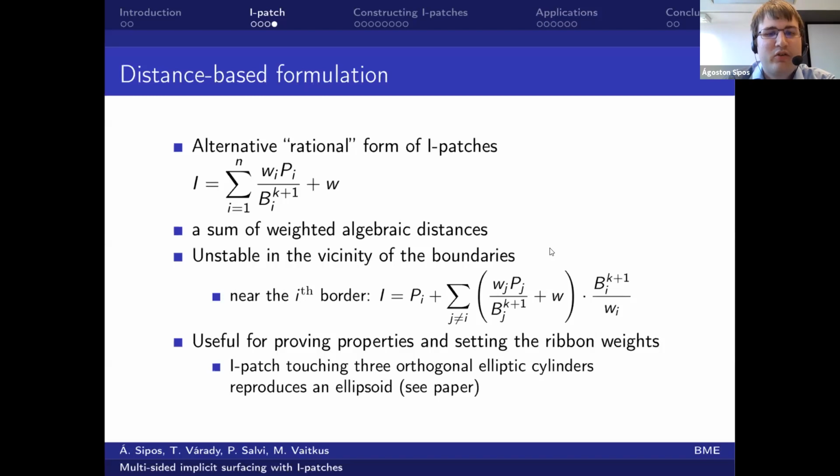This form is more useful from a theoretical viewpoint. For example, we proved in the paper that an I-patch defined by three orthogonal elliptic cylinders and three planes as bounding surfaces will exactly reproduce an ellipsoid.